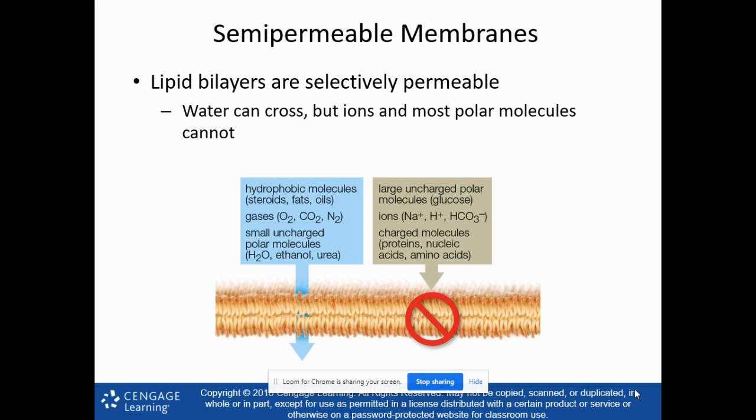And as we said, cellular membranes are lipid bilayers, okay? They're selectively permeable. Some things can move across cellular membranes easily, some things can't. Right? Water can cross, but ions and most polar molecules cannot. So water is kind of a unique thing because water's polar, but most polar molecules cannot. So it kind of breaks down there.